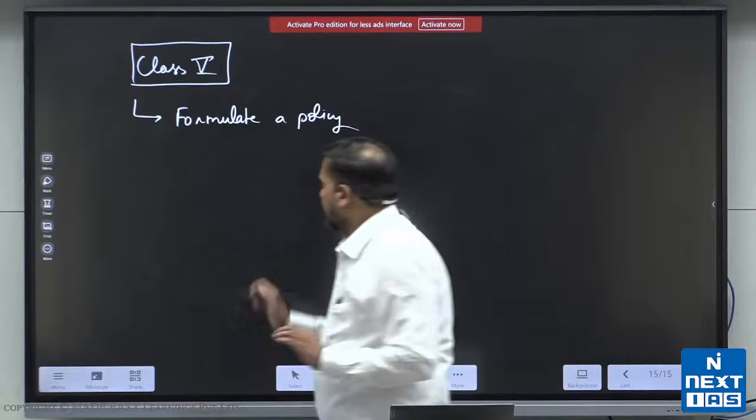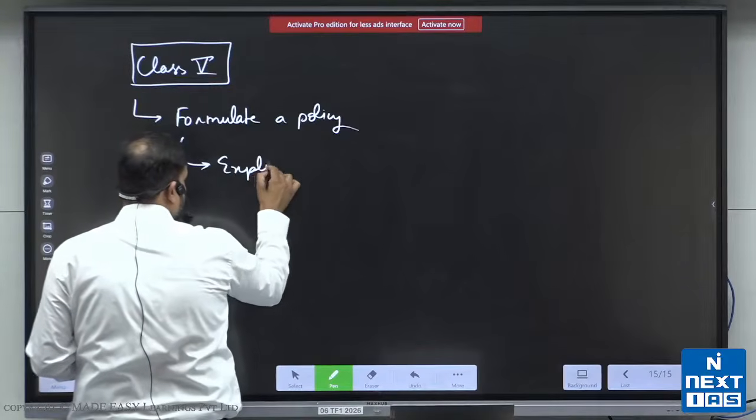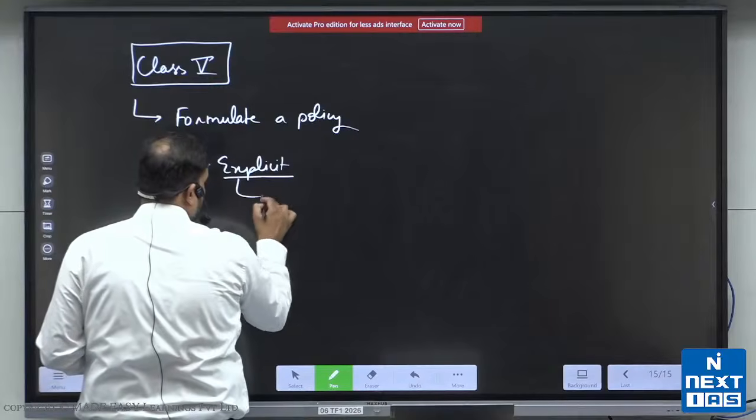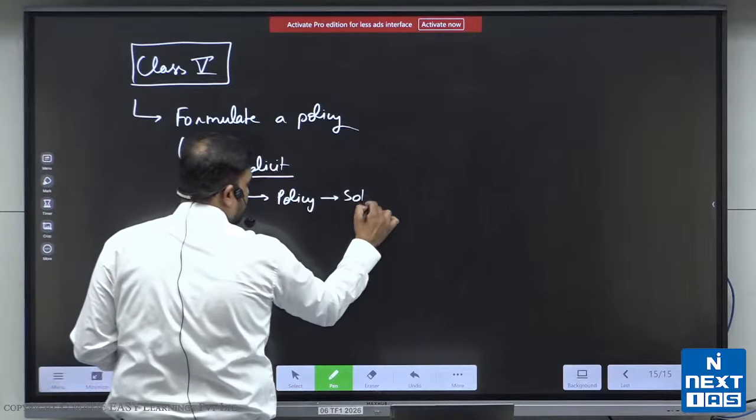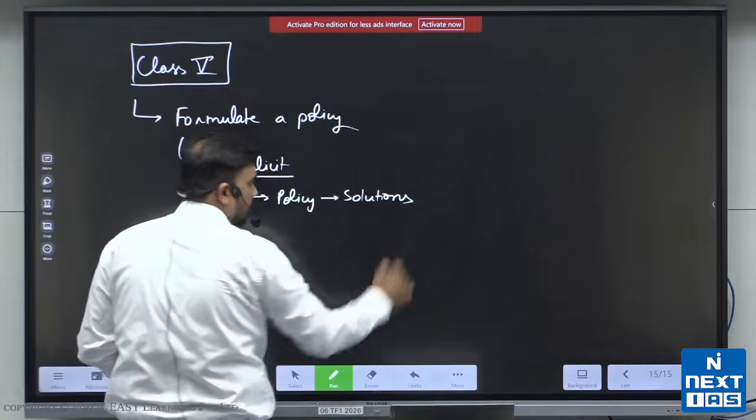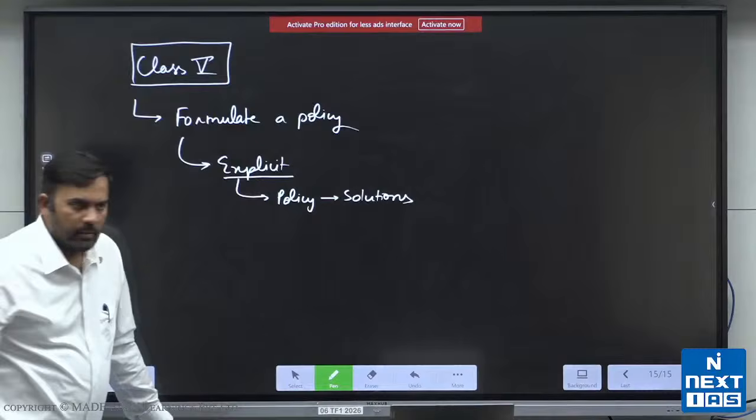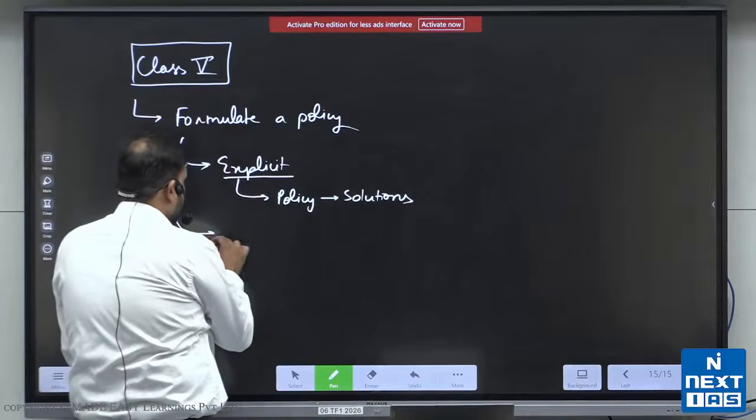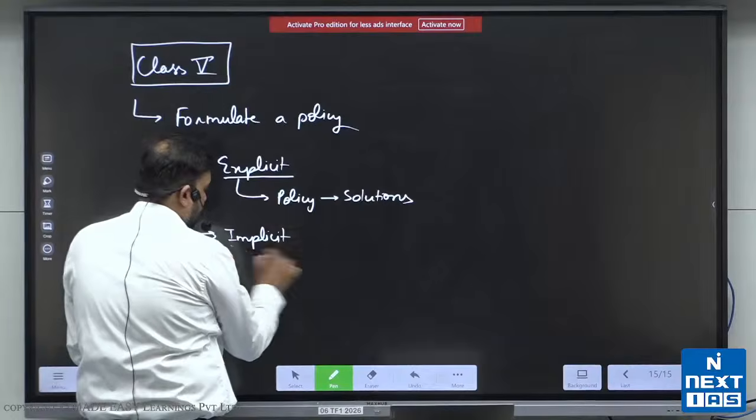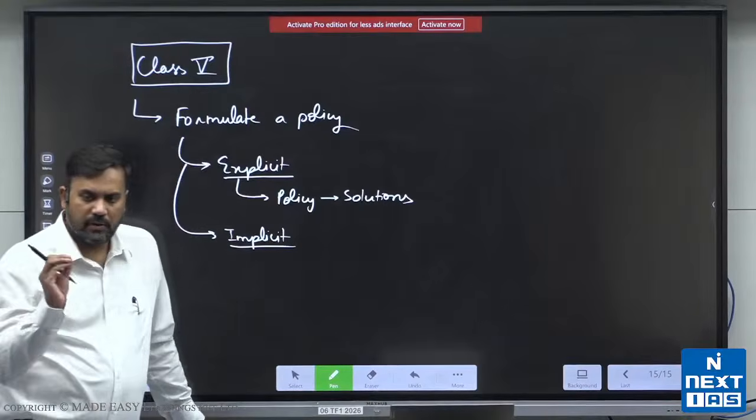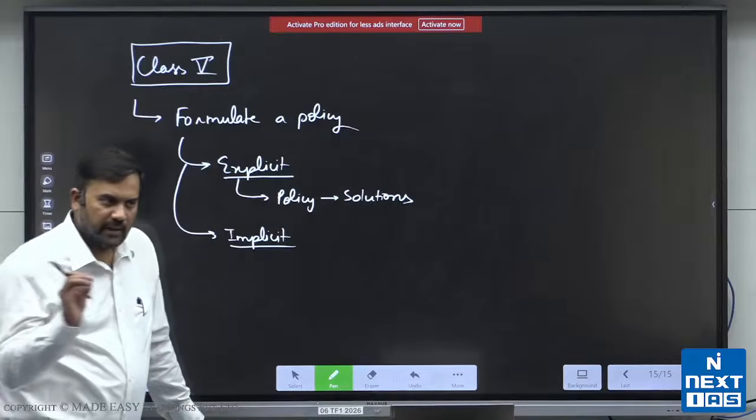Can I say that the explicit part is to provide policy, that is, solutions. Policy gives us solutions, so I have to give the solutions. But can I say there is an implicit part? And the implicit part is that the solution should be according to the situation. Okay.